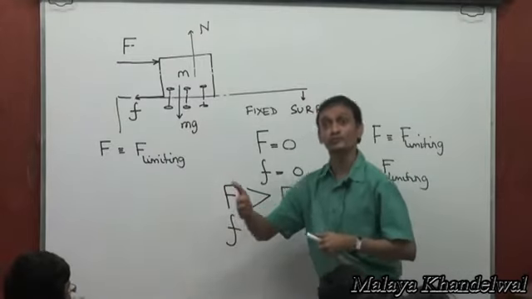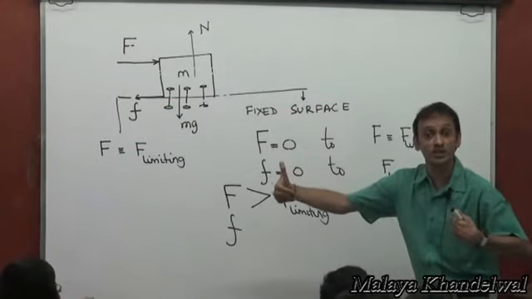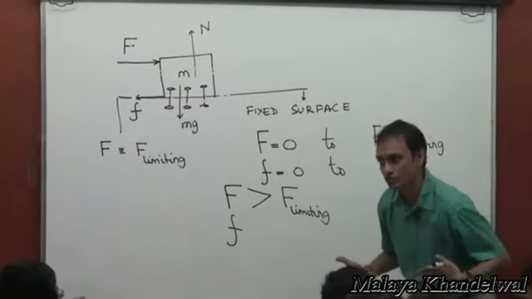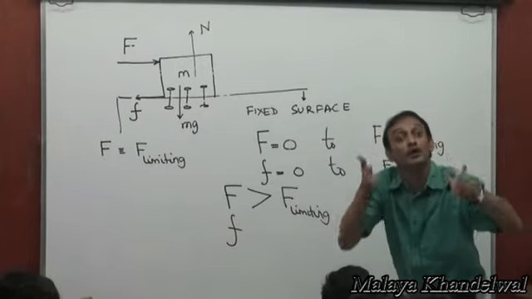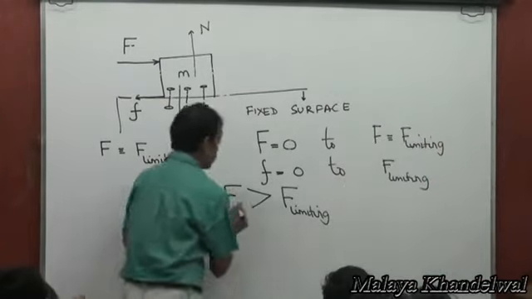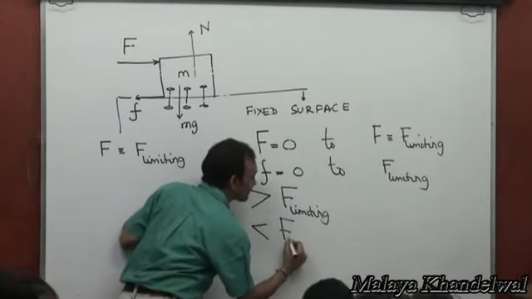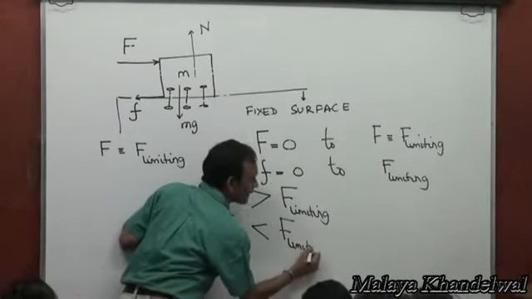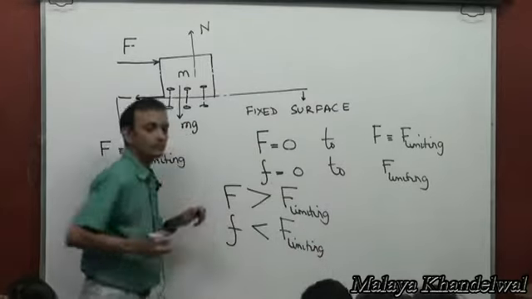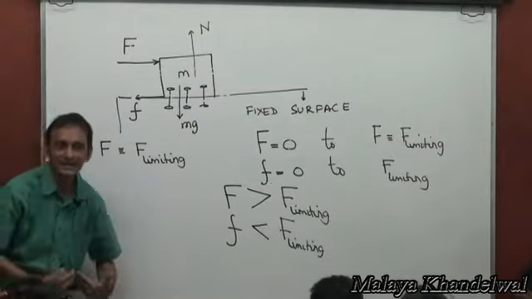They break down, and the extent of resistance that they can offer is no longer 10 newtons, it will fall below 10 newtons. That means now the frictional force would be less than F limiting. The frictional force will no longer be F limiting, it's going to be less than F limiting.